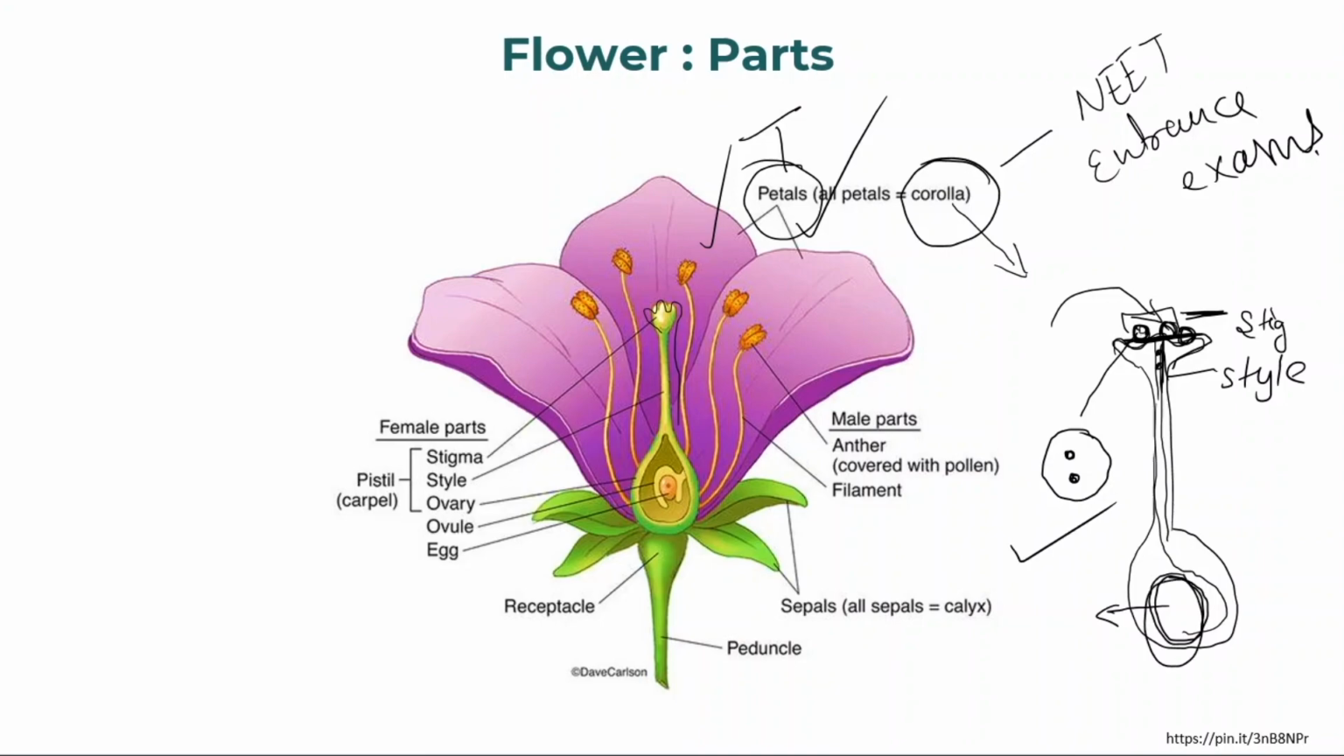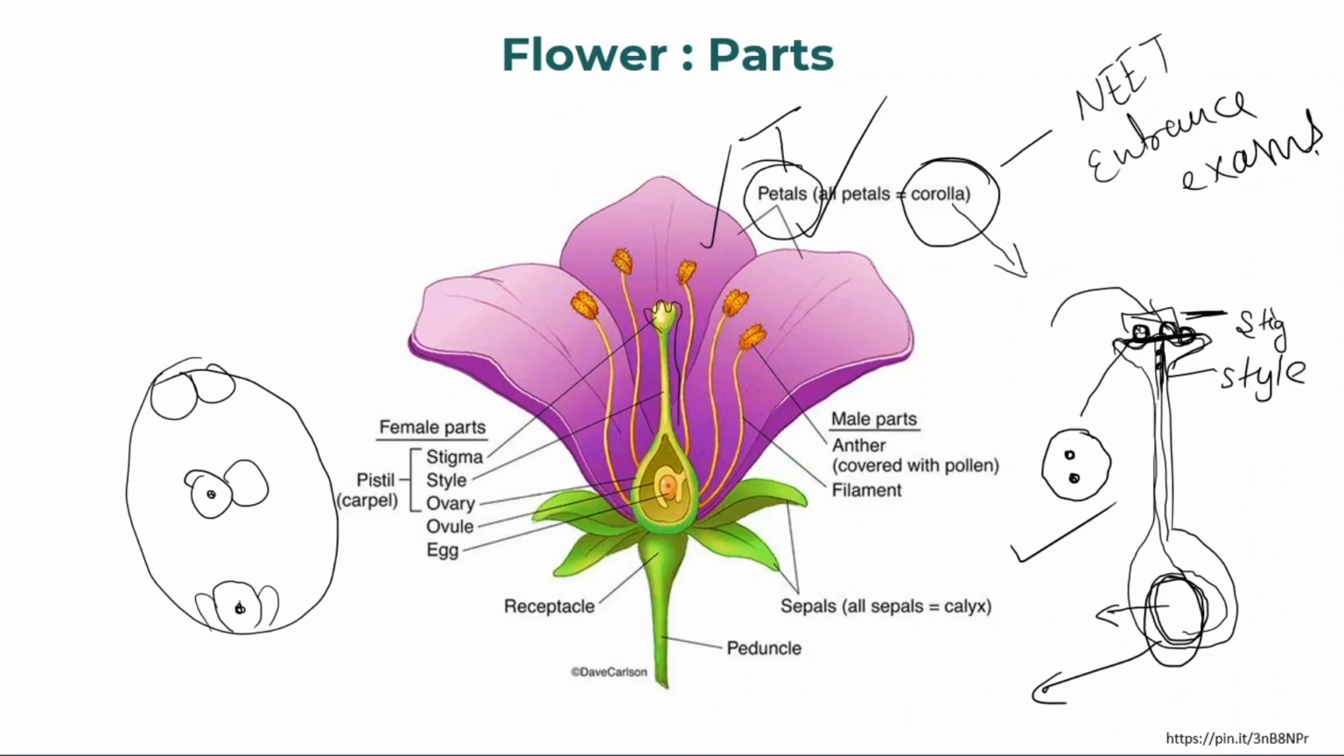And this is the ovary, and then there is an ovule inside it, or this egg. If I zoom in on the ovary part, there are eggs. Okay, this is the egg, and this is what the structure looks like. So the female part we have understood.